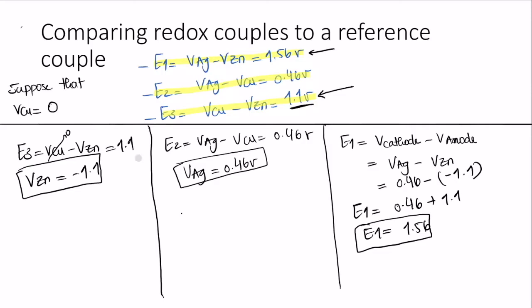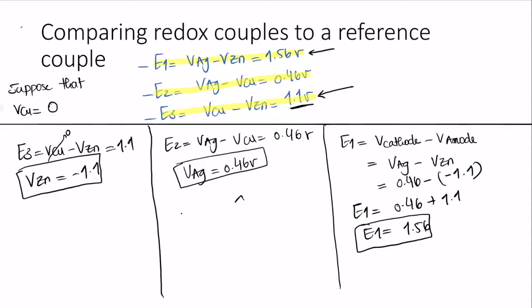E1 we calculated through the potential difference. We calculated 1.56. The theory is applicable and it aligns with the observation, which was 1.56 in our case. We observed 1.56 in the voltmeter when we talked about this half cell, Ag and Zn. So supposing that VCu equals 0 leads to correct conclusions. Again, supposing that VCu equals 0 leads to correct conclusions.